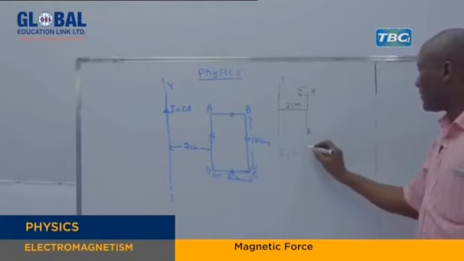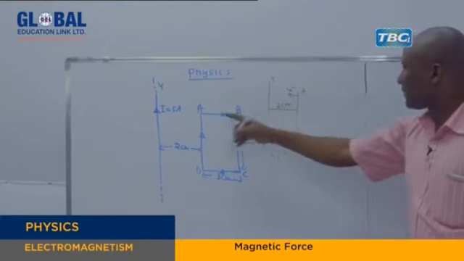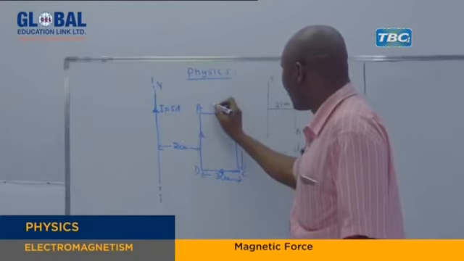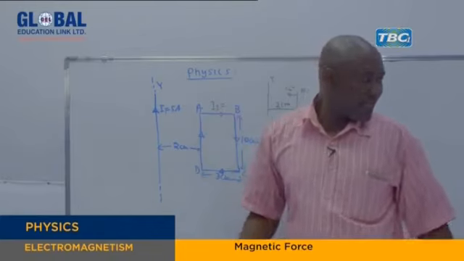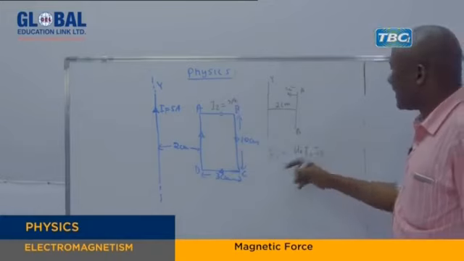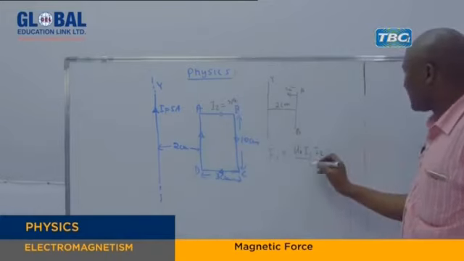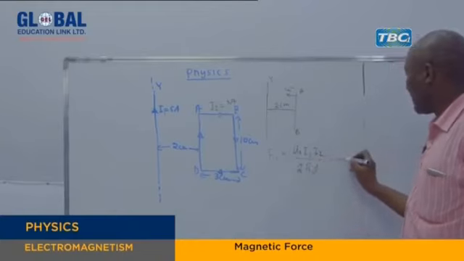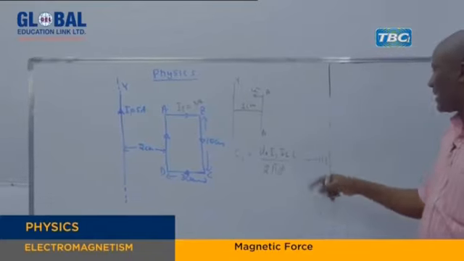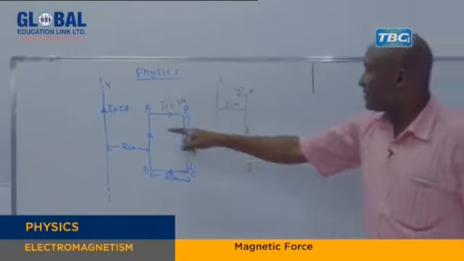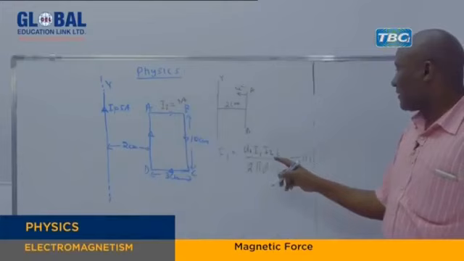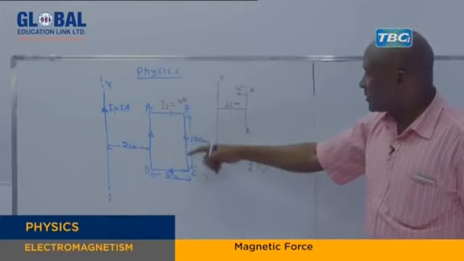So we find that force as mu I1 I2 over 2 pi d, where this is I1 and this is I2, which according to the question is given as 3. Because the length of this side is given, we include that. And so you find that force, F1, as part of your assignment. Now you can do that one. Mu is given, I1 is 5, I2 is 3, the length is given as 10, and you find the F1.